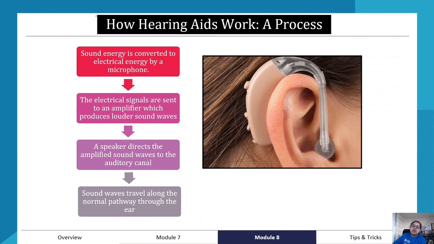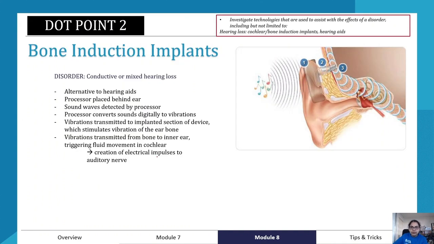So sound energy is converted into electrical energy via a microphone, and the electrical signals are sent to an amplifier, which produces louder sound waves, and then a speaker directs the amplified sound waves to the auditory canal, so it goes straight through, and then it travels the normal pathway through the ear via the cochlear auditory nerve to the brain.